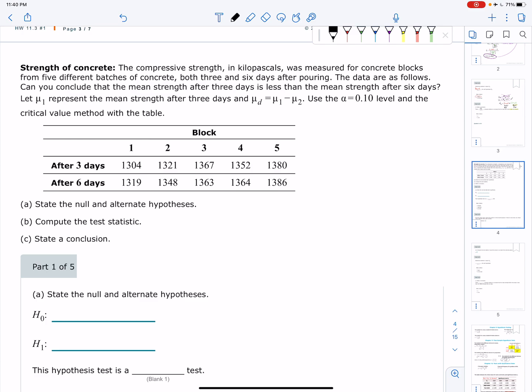Okay, strength of concrete. The compressive strength, in kilopascals, was measured for concrete blocks from 5 different batches of concrete, both 3 and 6 days after pouring. So I don't know if you know about concrete, but it gets stronger as it cures. That makes sense, kind of like glue.